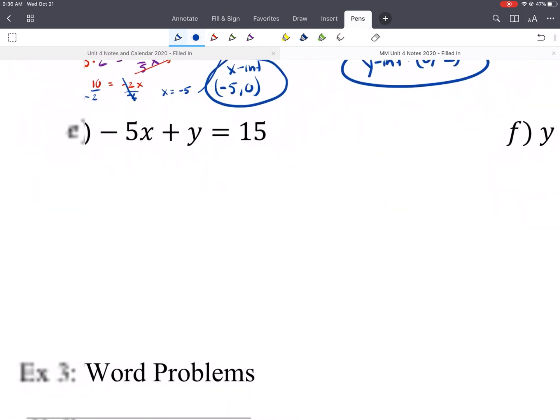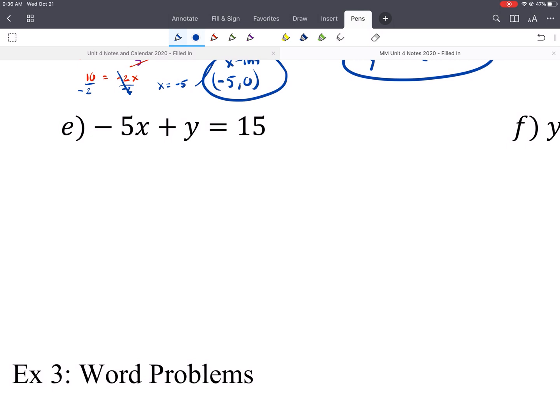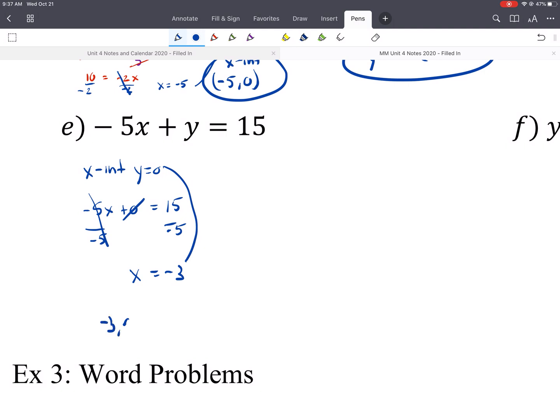Right? Here is E. Hopefully you gave that one a try as well. So if I want to find the x-intercept, y is equal to 0. So -5x plus 0 is equal to 15. So we don't need that 0. We'll just divide both sides by -5. And we'll end up getting x is equal to -3. So our ordered pair here would be (-3, 0).